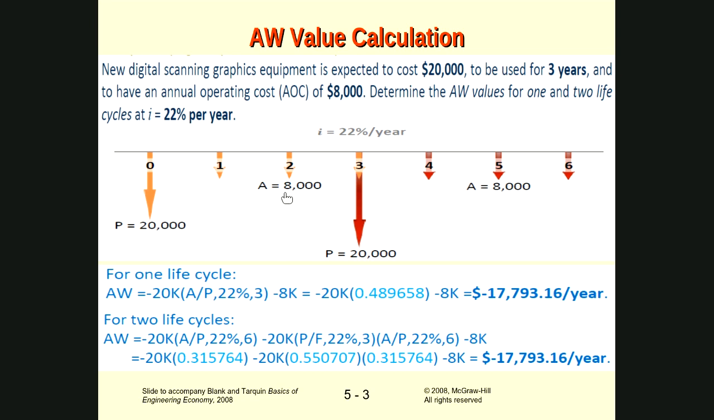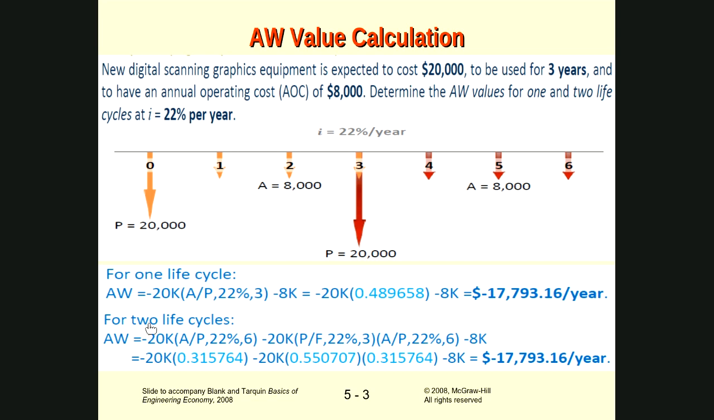We used to do the vice versa in chapter 5. We used to deal with the 20,000 with no converting, and the annual we converted to present. But here in this case, it is the opposite. The annual doesn't need to be converted, and the present needs to be converted to an annual. After you add them up, you will get the annual worth, which will be minus 17,793.16 per year.